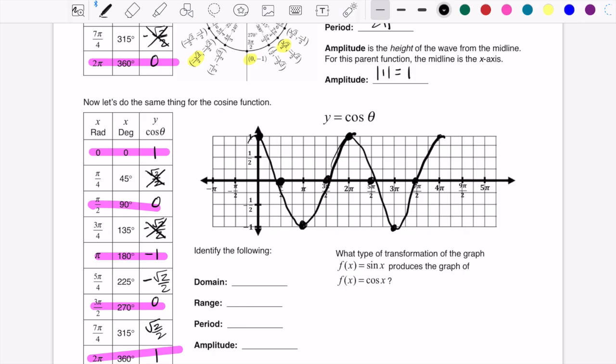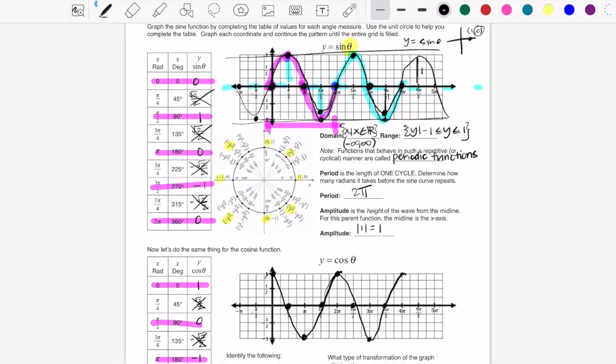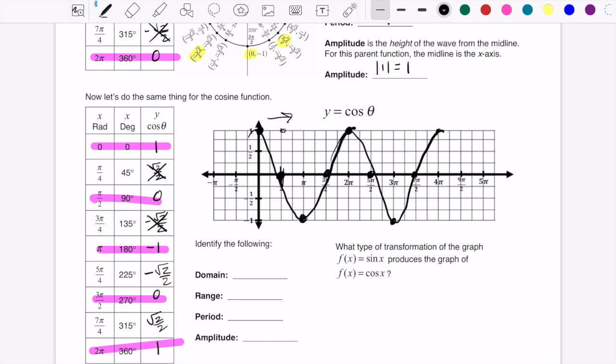So if we just move cosine left pi over 2, so here's pi over 2. If we, nope, that's not going to work, right? Because we want it to go up first. So what could we do? Oh, we can move the cosine graph that way to here, and then it would be the sine graph. So we could just do right pi over 2. Okay, so this would be right pi over 2.